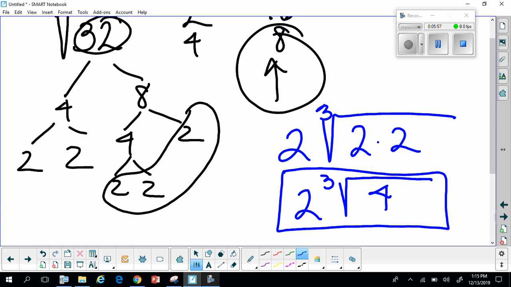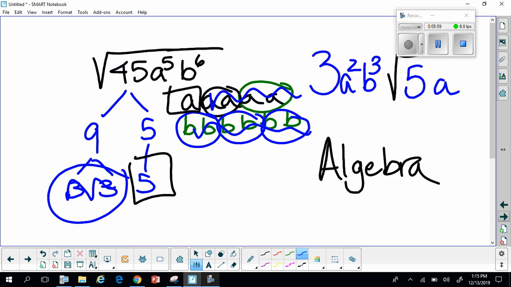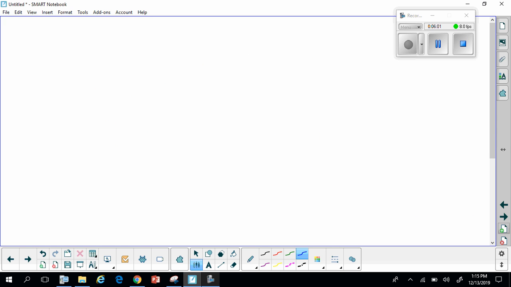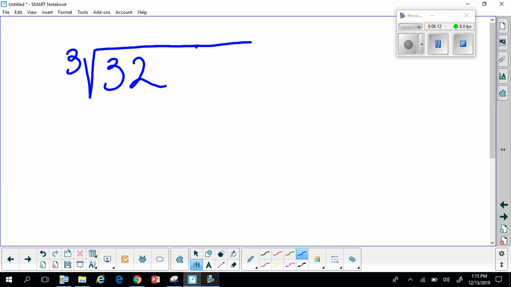Let's do one last problem with a cube root as well as variables. So I'm going to keep our 32, but I'm going to add some letters: a squared, b cubed, c to the 4th. Again, remember one of the properties of radicals says that I can separate all of this. So let's go ahead and do that.